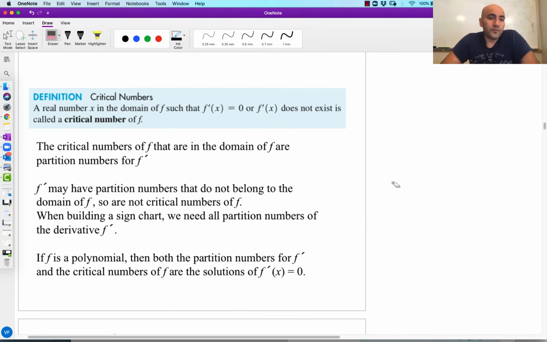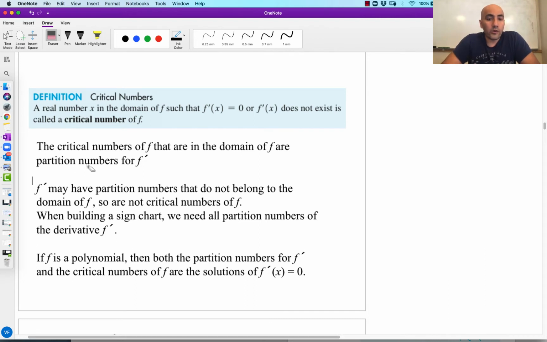Okay, so critical numbers. A real number x in the domain of f such that f prime of x equals 0 or f prime of x does not exist is called a critical number of f. The critical numbers of f that are in the domain of f are partition numbers for f prime. So the partition numbers for f prime are the values that make this true: the first derivative at that point is equal to 0, or the first derivative at that point does not exist. Those are the partition numbers.